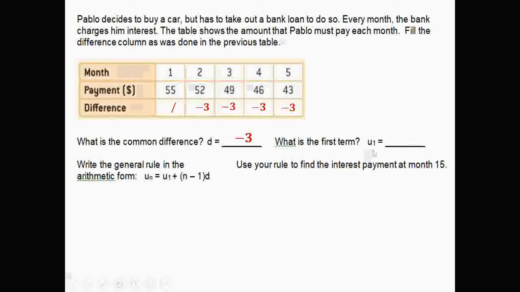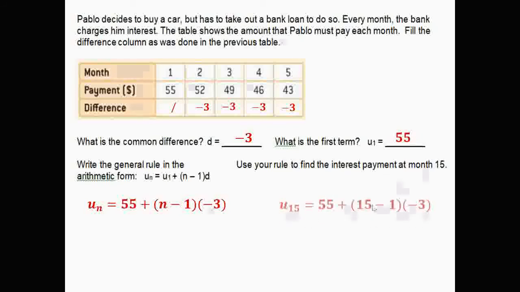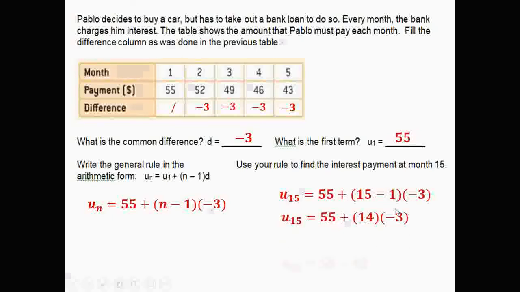So what is our common difference? -3. What is the first term? 55. So now think of it as an arithmetic sequence. Write out a general rule for that using that format. Okay, here we go. Un, some future term in this sequence, will be 55, u1, plus n minus 1 times -3, that common difference. Use your rule to find out how much interest he will pay at month 15. Okay, so we're looking for u sub 15, solve it here, and we should get this value right here.